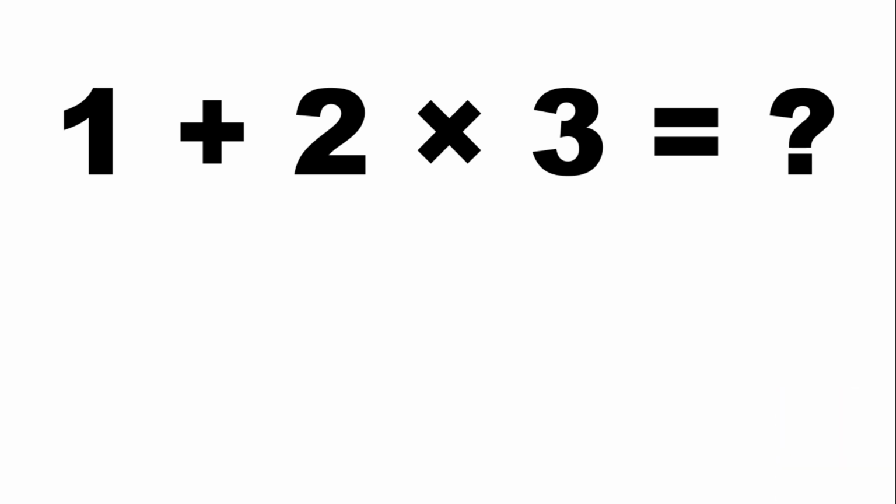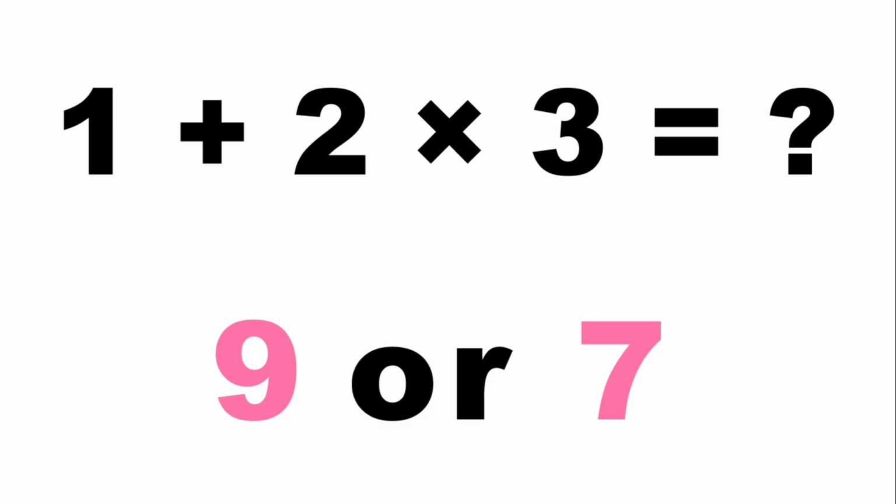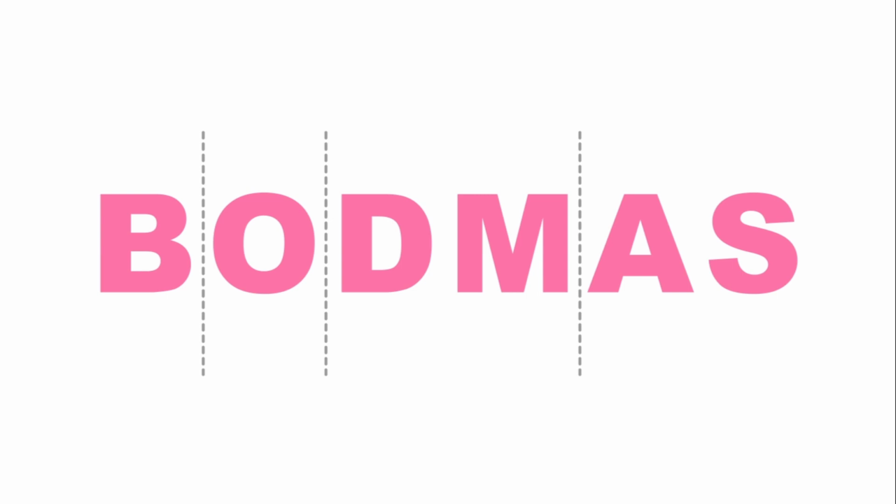I can guarantee that some people will think the answer is 9, and some people will think the answer is 7. So, who's correct? Well, technically you both are, but obviously in maths you can't have a situation where people are doing the same calculation and getting different answers, so we have to agree on a way to tackle these types of calculations. And that's where a thing called BODMAS comes into play.